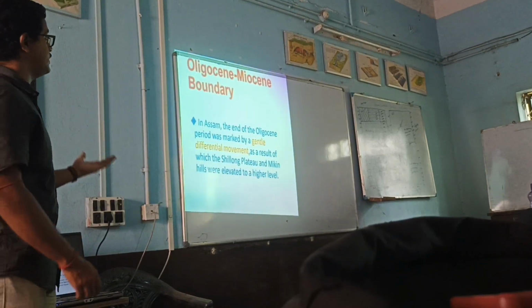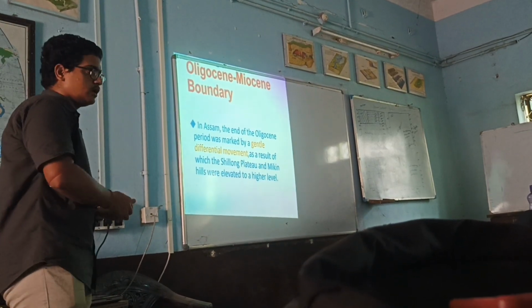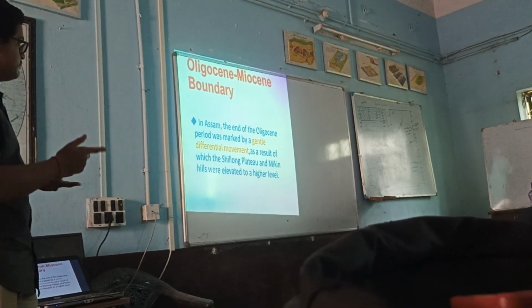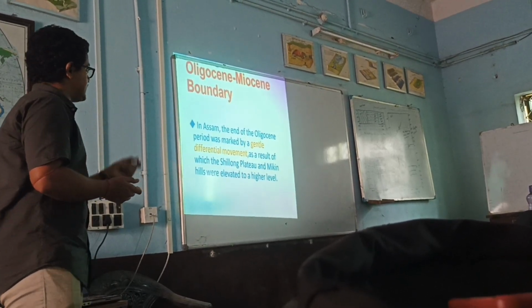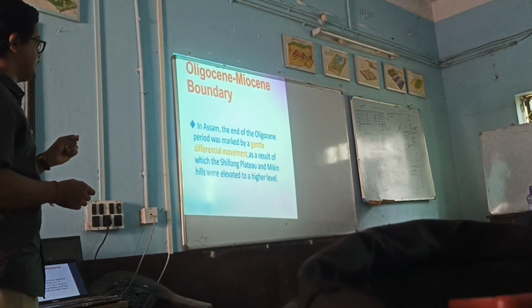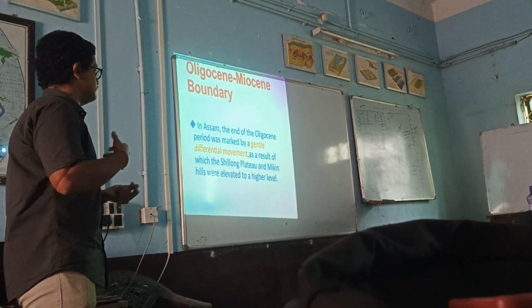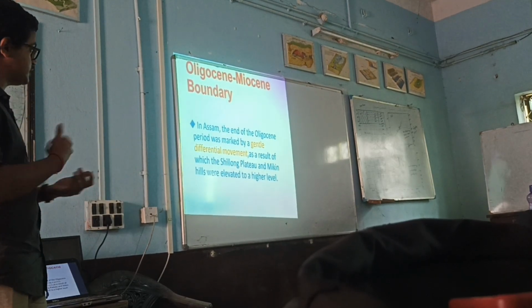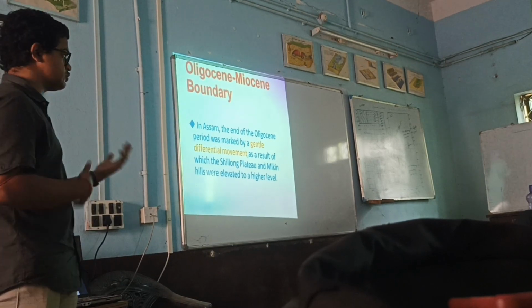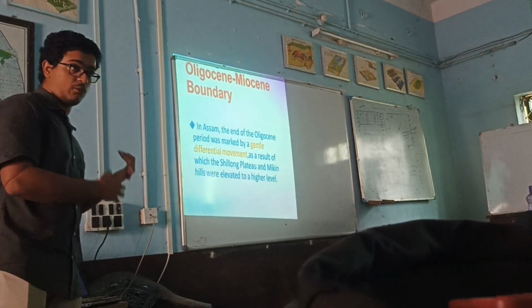Next, if we look at the Oligocene-Miocene boundary, that is the Paleogene and Neogene boundary actually. In Assam, the end of the Oligocene period was marked by a gentle differential movement, as a result of which the Shillong Plateau and Mikir Hills were elevated to a higher level. Thus, we get a tectonic formation point.